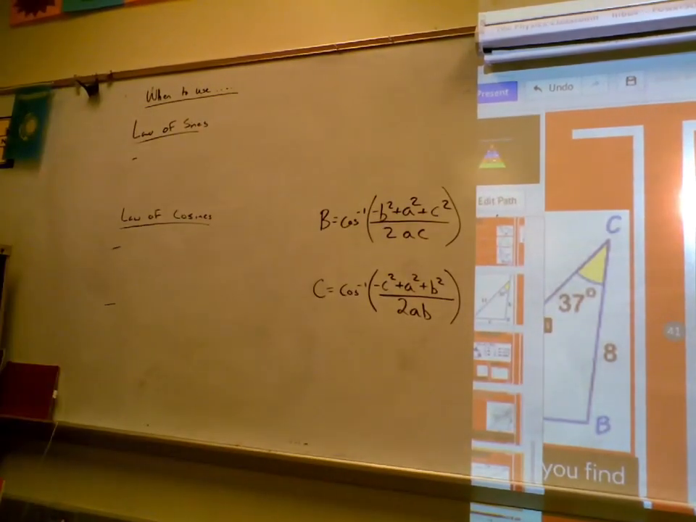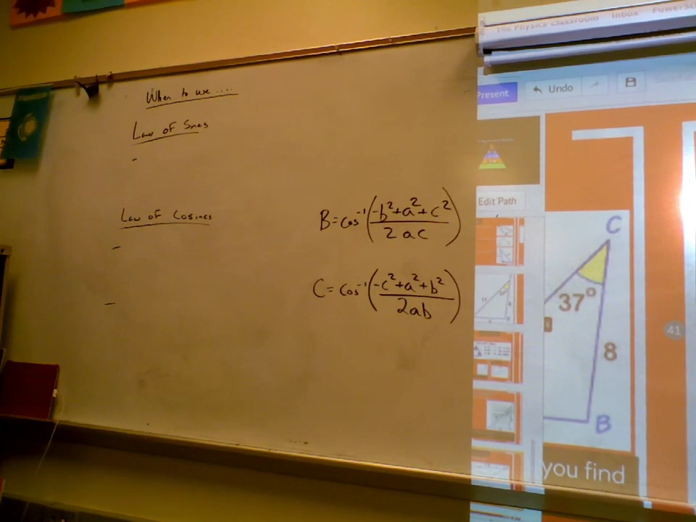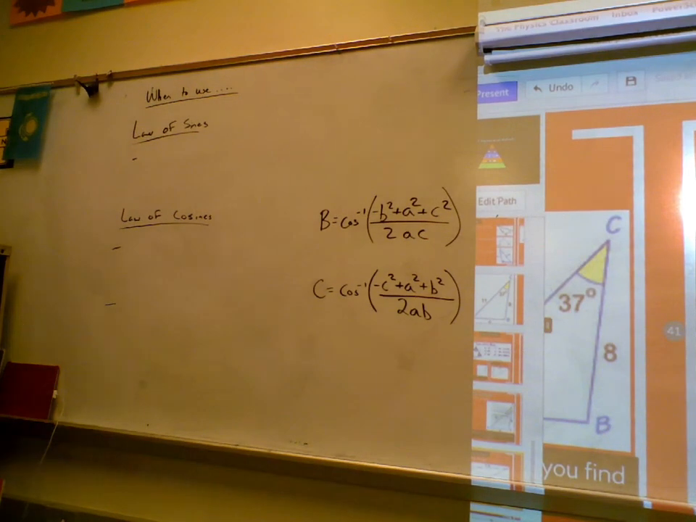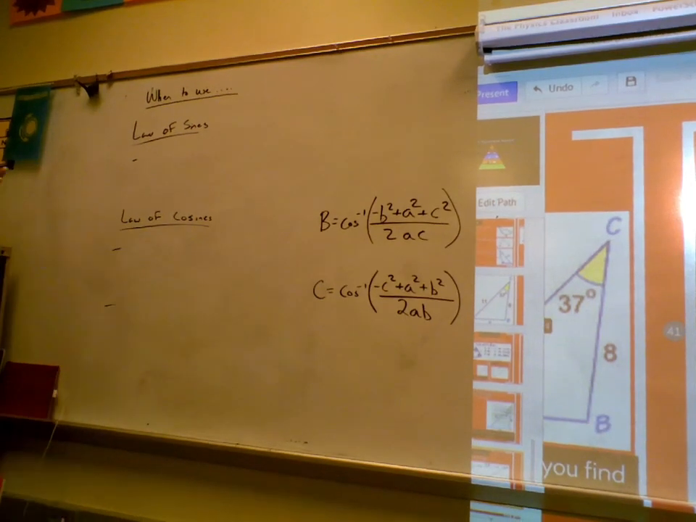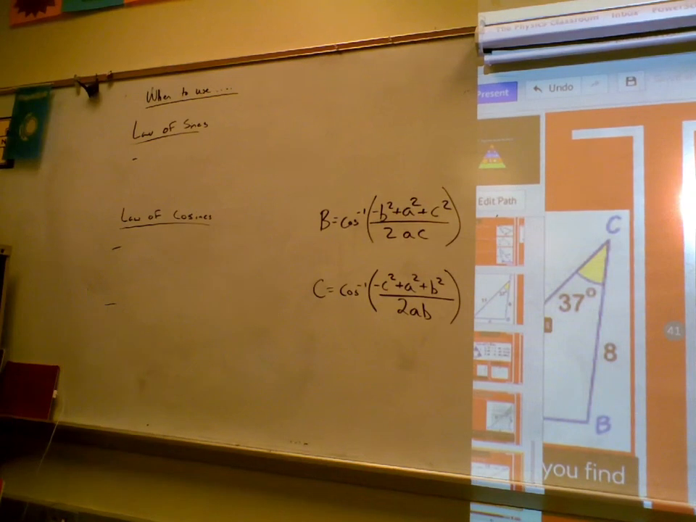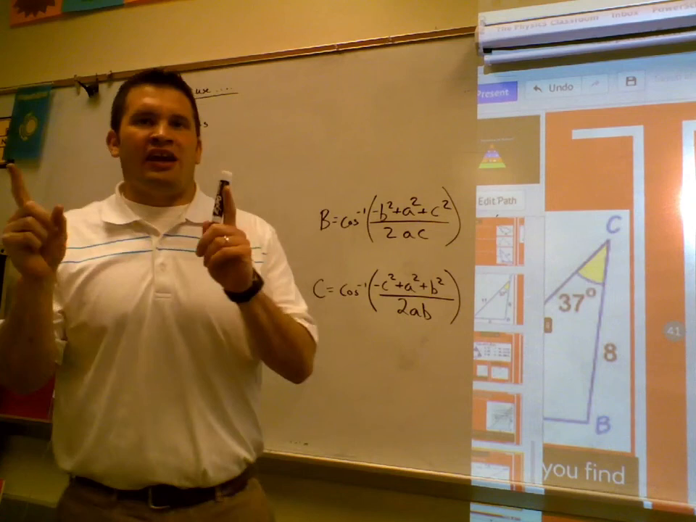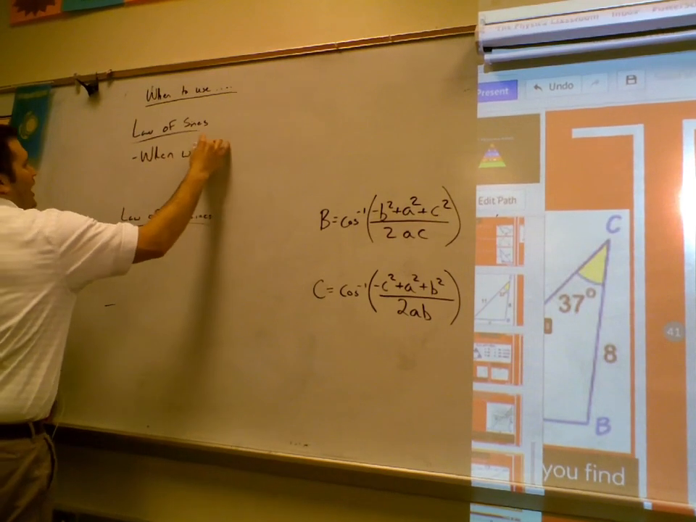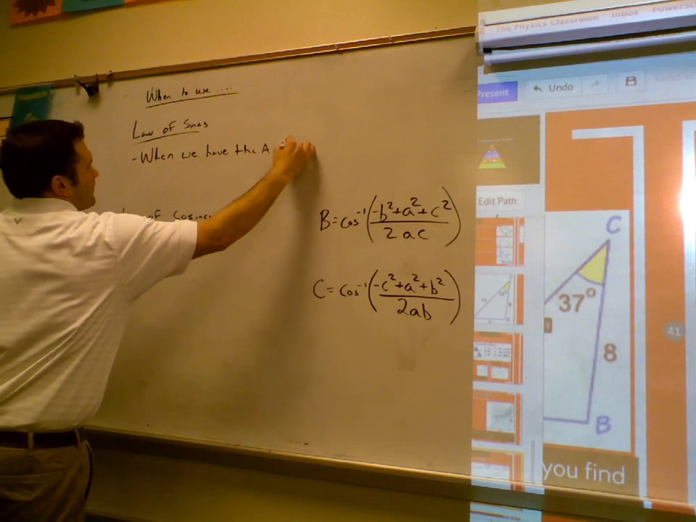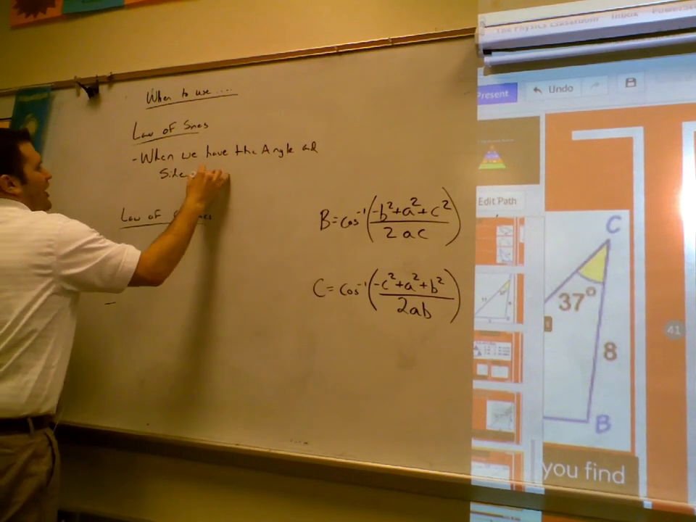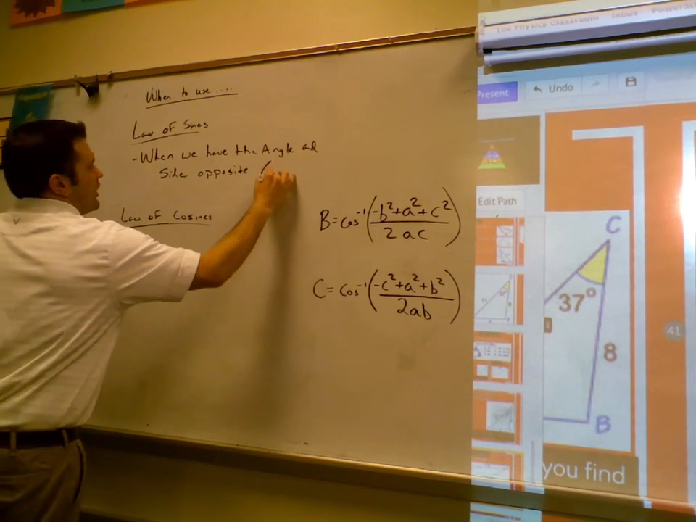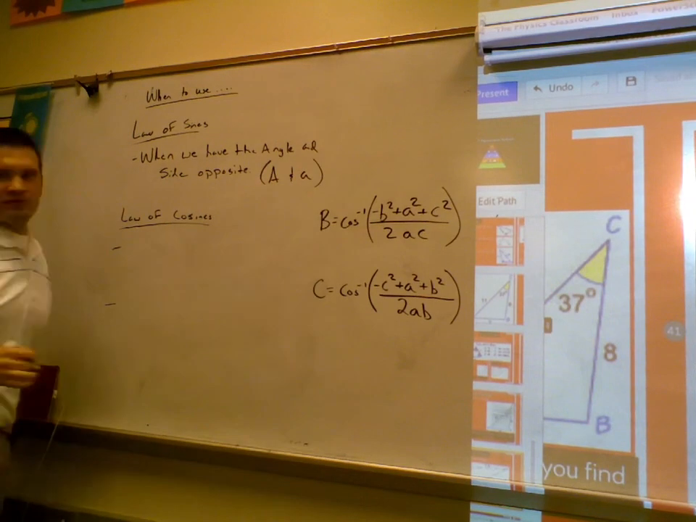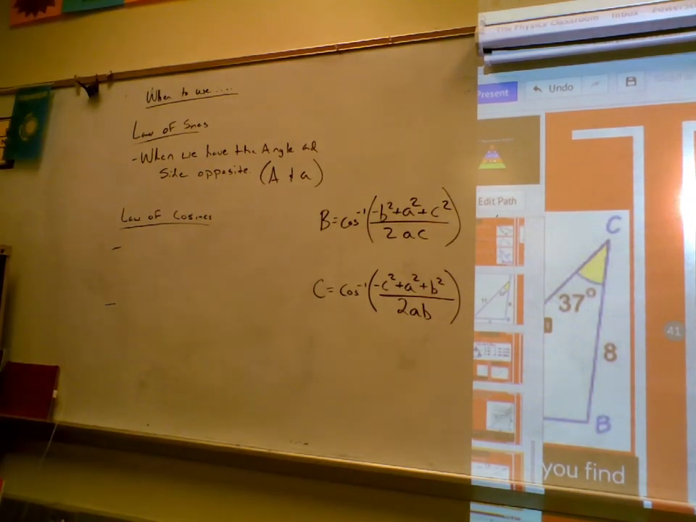Alright, so when do we use law of sines? When it's not a right angle. Okay, both of these are for non-right triangles, right? So when do we use law of sines in a non-right triangle? When we have the angle and the side opposite, right? So use law of sines when we have the angle and side opposite. So A and little a. If you don't have the angle and side opposite, it doesn't work.